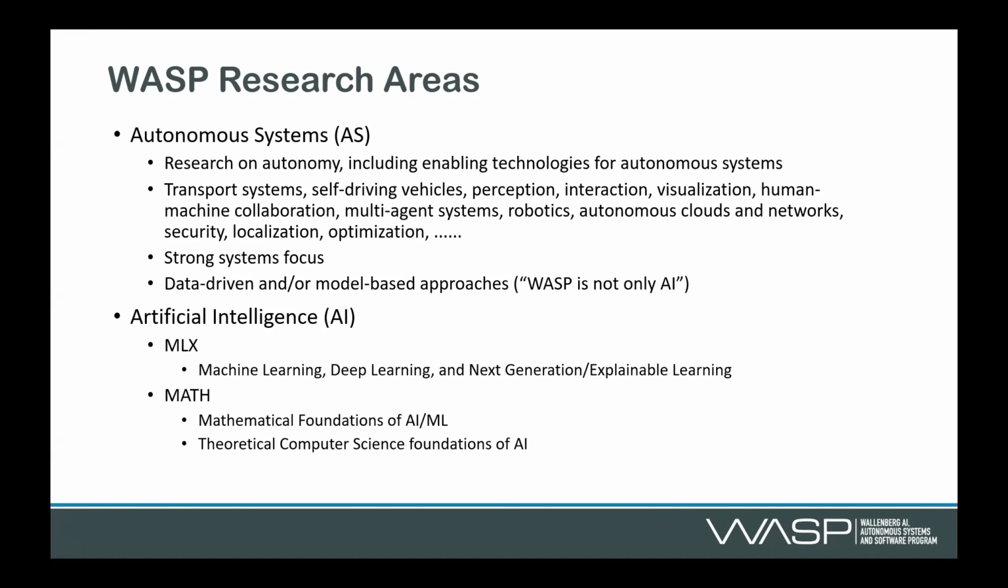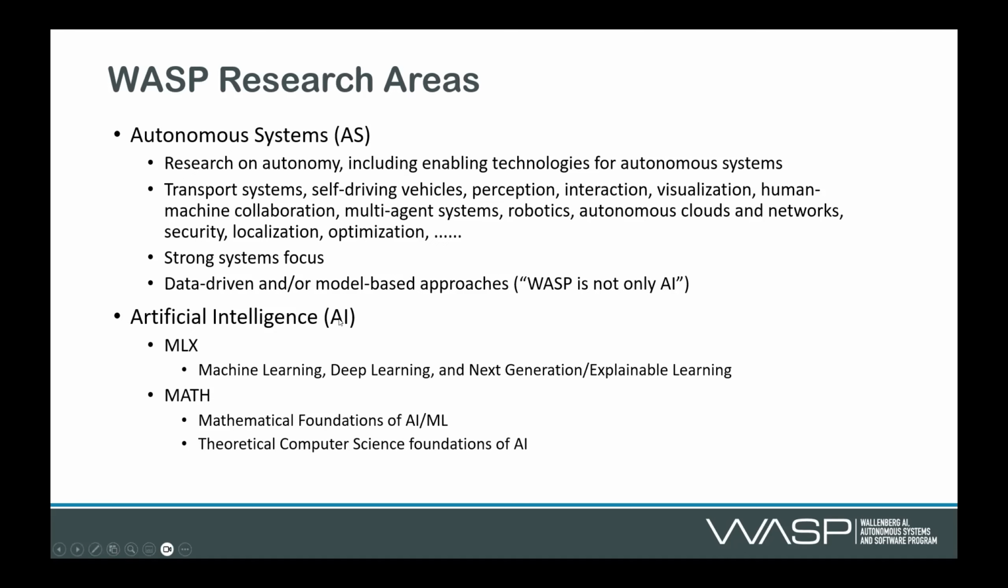What's common for the projects in the autonomous systems area is that they have a strong systems focus. Very often they are based on data-driven techniques, but they could just as well be based on more traditional model-based, non-machine learning-based approaches. So many believe that WASP is only about AI and machine learning. That is not the case. There is quite a lot in WASP that is not at all about AI and machine learning.